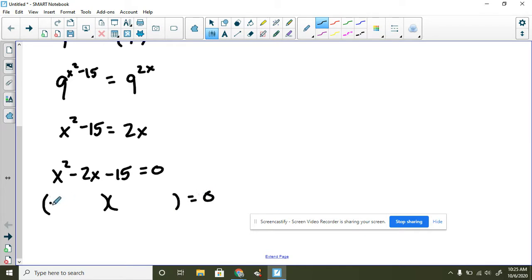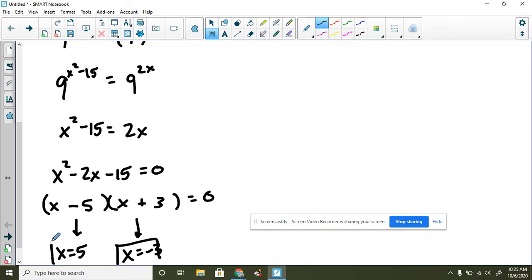Is it possible to come up with two numbers that multiply to be negative 15 and add to be negative 2? Yes, it is. Negative 5 and positive 3. And the 0 that comes from here, based on our work in a previous unit, we know that the solution here is 5, and the solution here is negative 3. Okay, so we get two solutions to that.